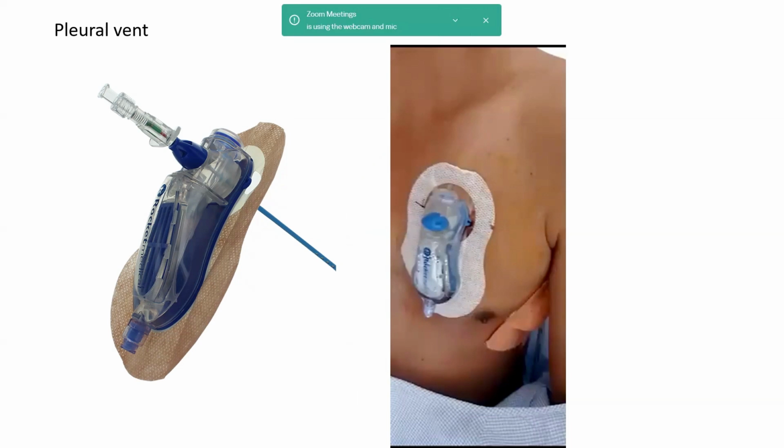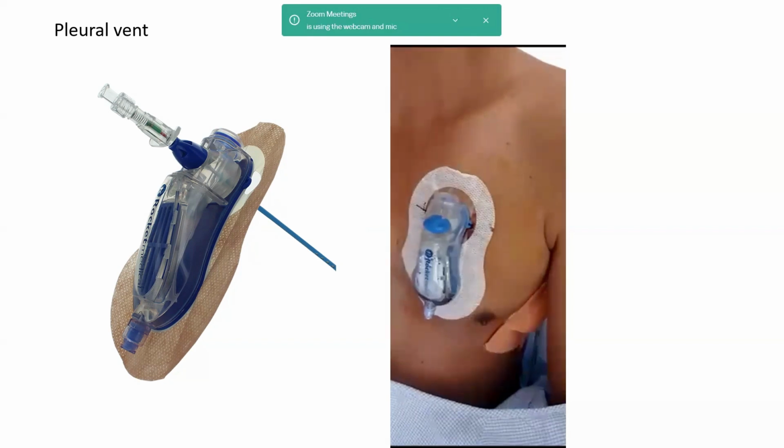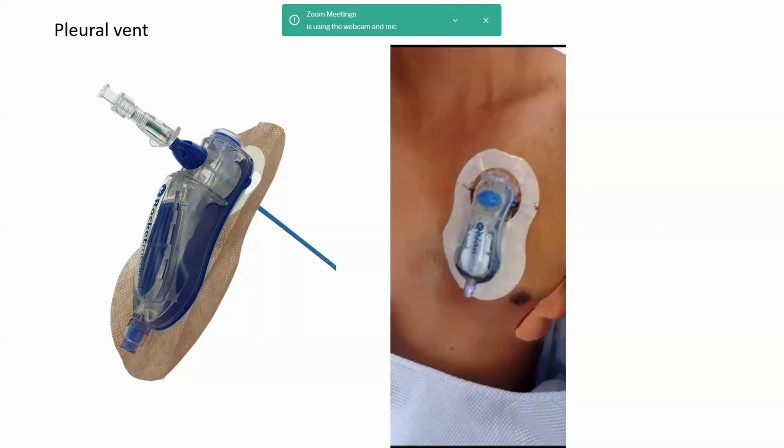So that's good again for recurrent pneumothorax patients. It's very easy for them to manage. It again has a one-way valve and a diaphragm, so whatever has collected inside will drain, but there won't be any reaccumulation. So this is some of our patients.